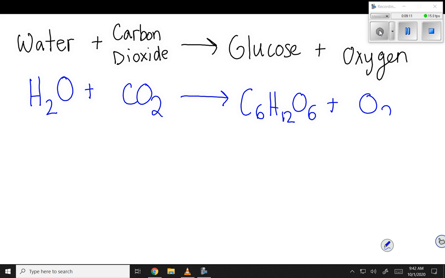The equation is okay, but it has a problem. You may have noticed that it's not balanced. That means that the number of atoms on both sides of the equation isn't the same. So we need to add in coefficients to make it the same. I didn't add a coefficient in front of glucose because we only need 1 glucose, and the 1 is understood there.